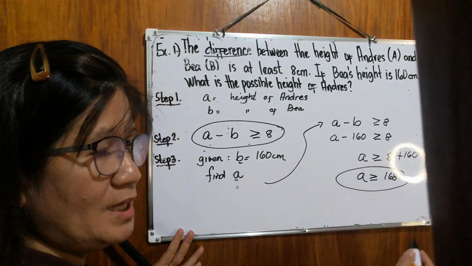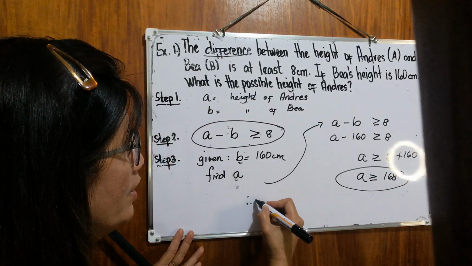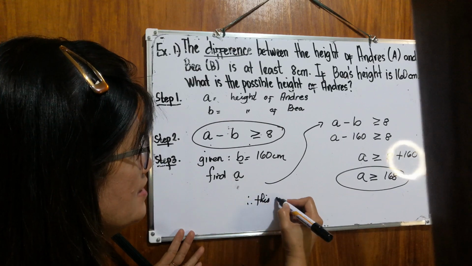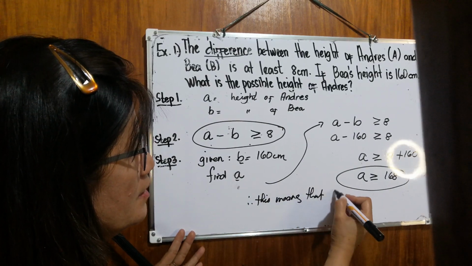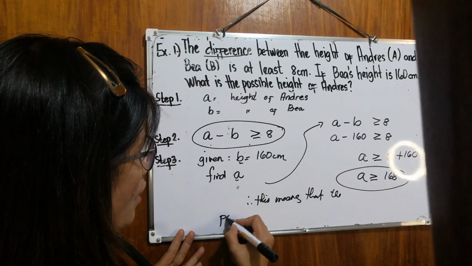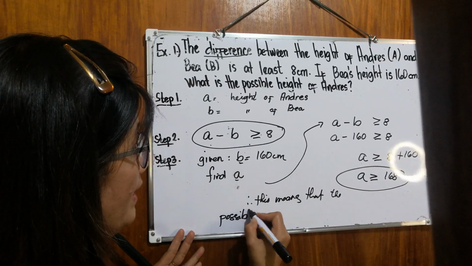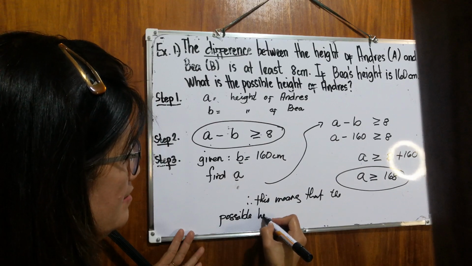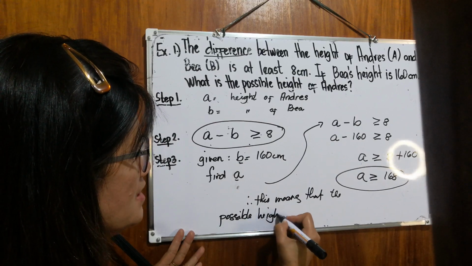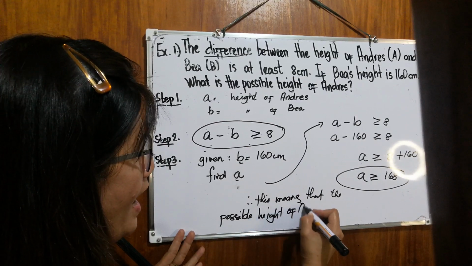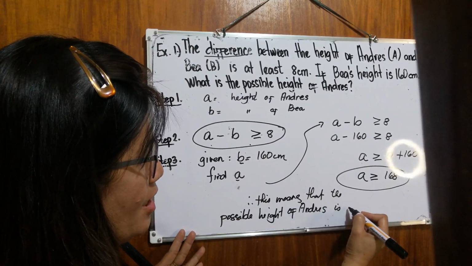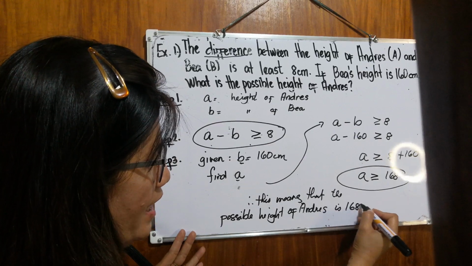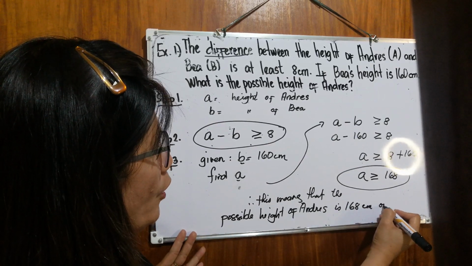So what does it mean? Okay, therefore, this means that the possible, yung posibleng height, the possible height of Andres is 168 centimeter or more.